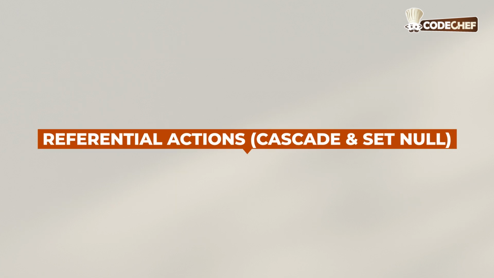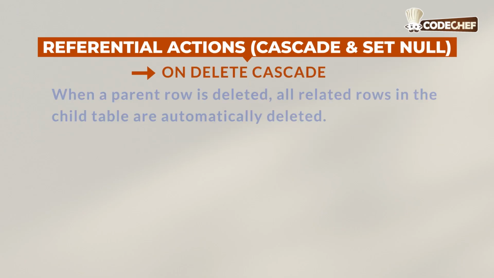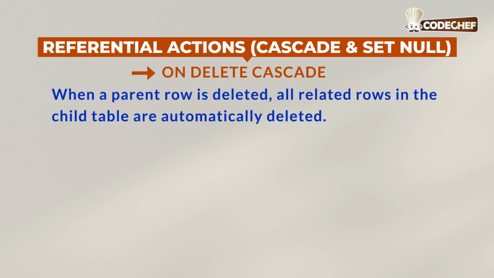Referential action, cascade and set null. On delete cascade: when a parent row is deleted, all related rows in the child table are automatically deleted. So whenever we are making a foreign key in one table, and from the main table in which it is acting as the primary key one row is deleted, then that row will automatically be deleted from the other table in which it is acting as a foreign key.